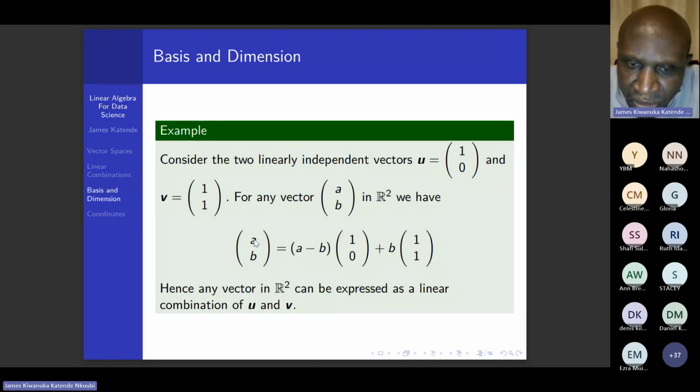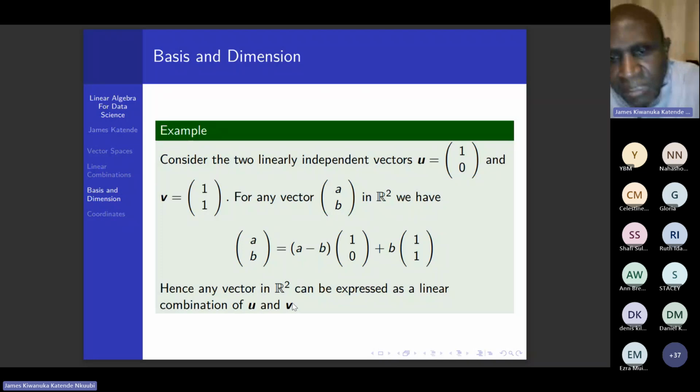Then it can be shown that this vector can be expressed as this linear combination of u and v, right? So with a minus b as a coefficient for u and b as a coefficient for 1, 1. You can expand this just to confirm. So what is on the right-hand side, if you multiply this first component by a minus b and the second one by b, so you'll have a minus b plus b, you will get a.